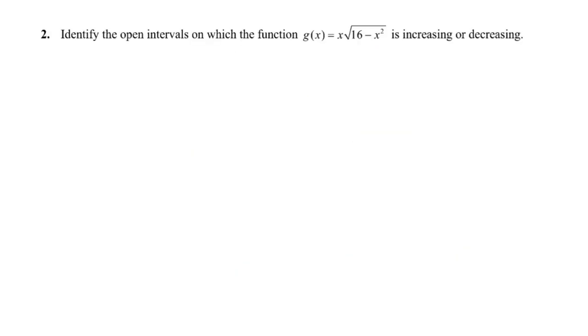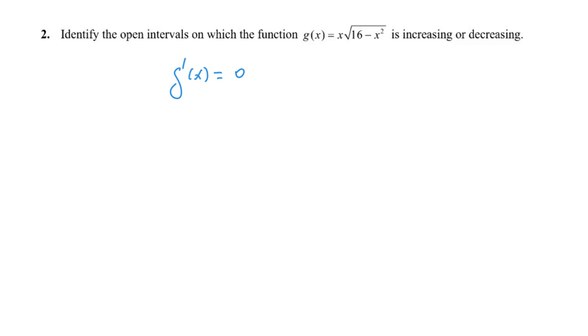Let's do problem 2. It's exactly the same as problem 1, only that maybe it involves more calculation, because the product rule will be necessary. So we do the same. Find the critical points. How do we find the critical points? We impose g prime of x equals 0, and we will find the critical points.